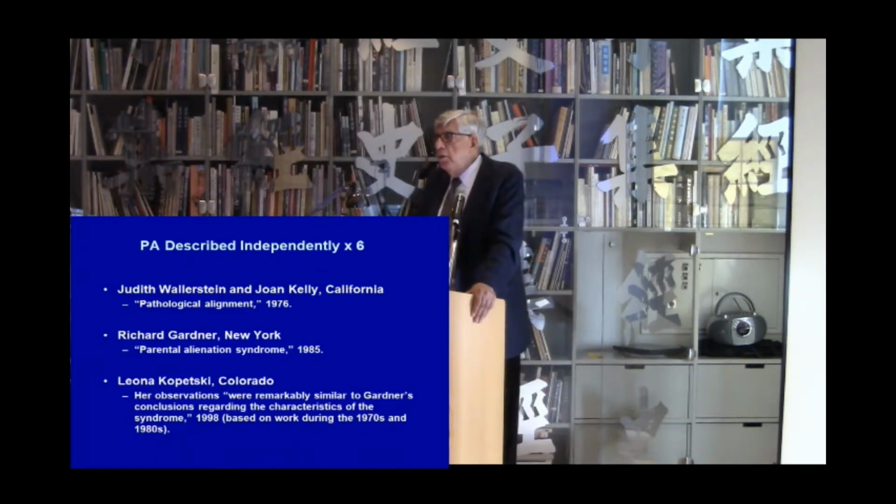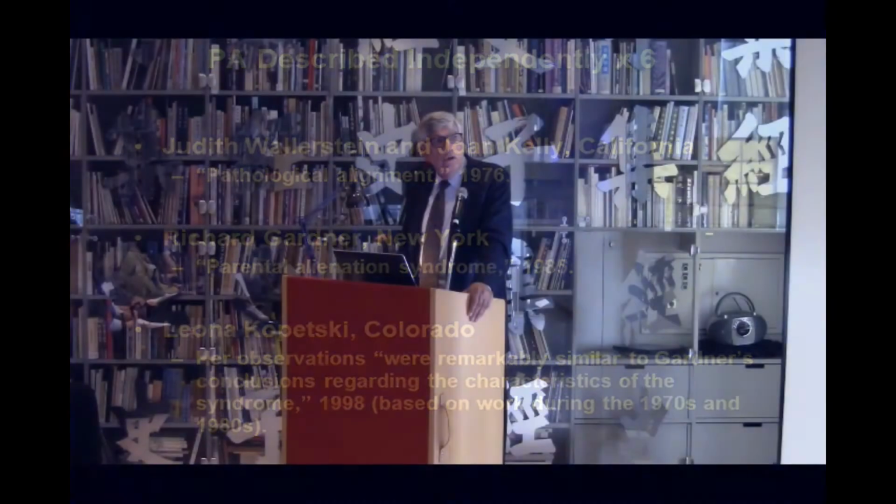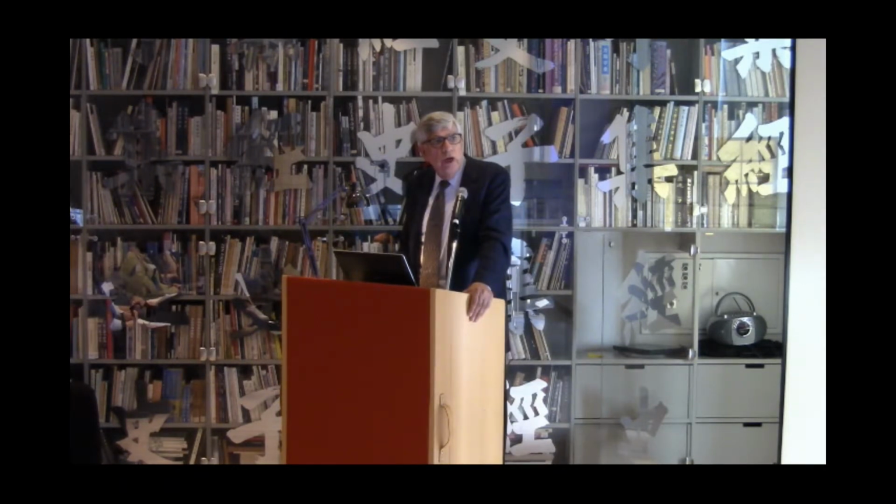So this has to do with qualitative research, in that when parental alienation was first described in the 1980s, there were at least 6 different groups of researchers that described the same thing. They had different names for it. Wallerstein called it pathological alignment. Richard Gardner called it PAS. Leona Kapetsky, a social worker in Colorado, did a whole lot of research, and when she got to the very end of it, she learned about Richard Gardner, and she said, what I've been studying seems very similar to what this Gardner guy has been describing.